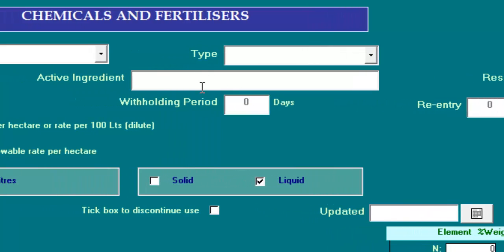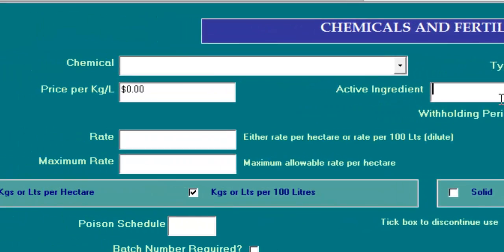The next box down is the active ingredient. Depending on the quality assurance regime that you're working under, you may or may not be required to include the active ingredient in your spray diary report. If you're not required to do it, then you really don't need to fill in that field, but if you are, then it must be filled in.